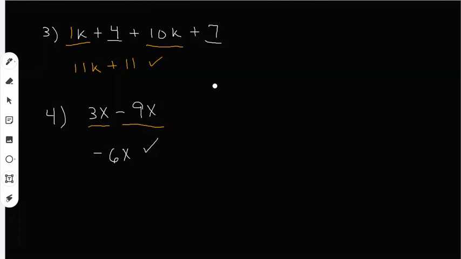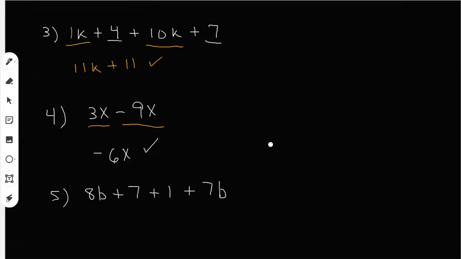All right, let's look at 5. Five is 8b plus 7 plus 1 plus 7b. Okay, now I'm given this.